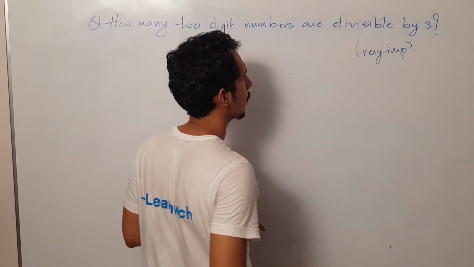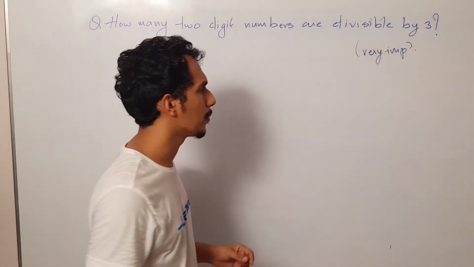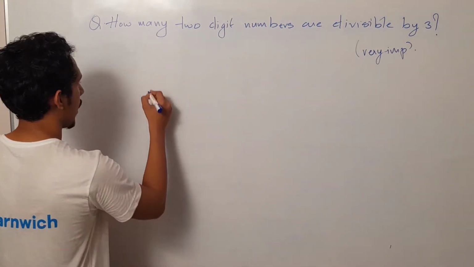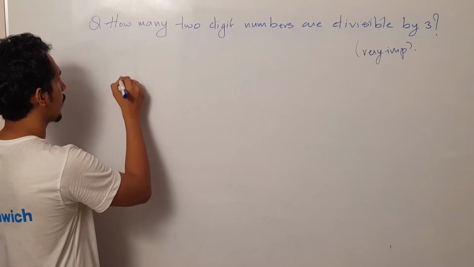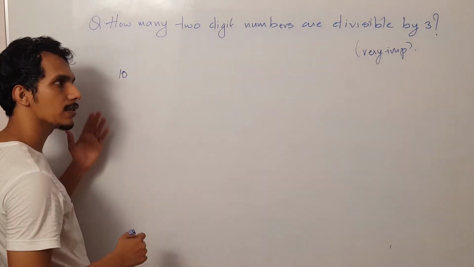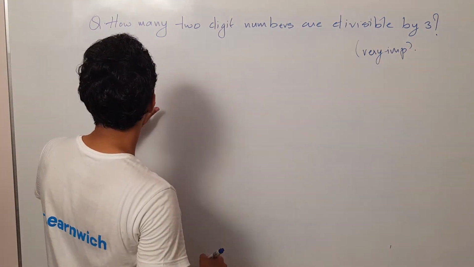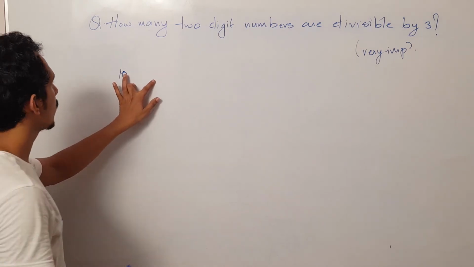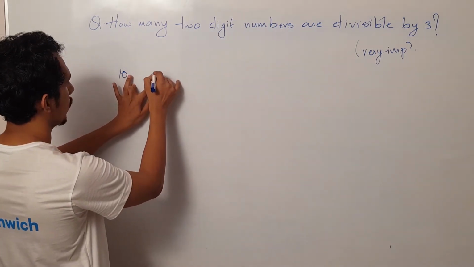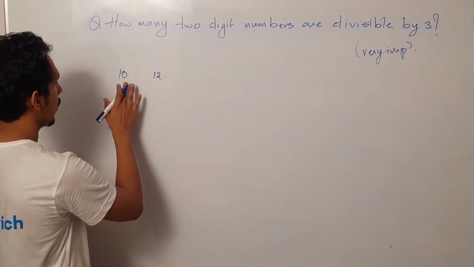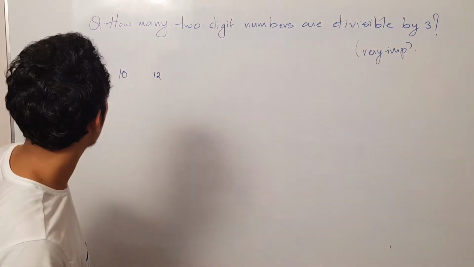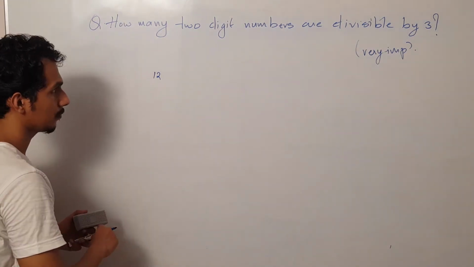Let's say, what is the first number that is divisible by 3? Is it 9? No. The first two-digit number is 10, which is not divisible by 3. The first number divisible by 3 is 12. So there is no confusion about that. The first number divisible by 3 is 12.